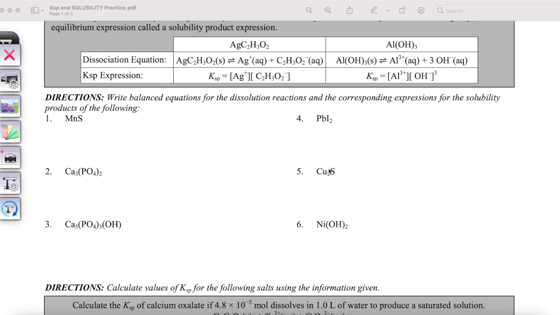So the first one I'm going to model is actually Cu2S. It says write balanced equations for the dissolution reactions. Dissolution just means when it dissolves, to break apart, and the corresponding expressions for the solubility products. So that's another fancy way of saying Ksp, the expression for solubility products.